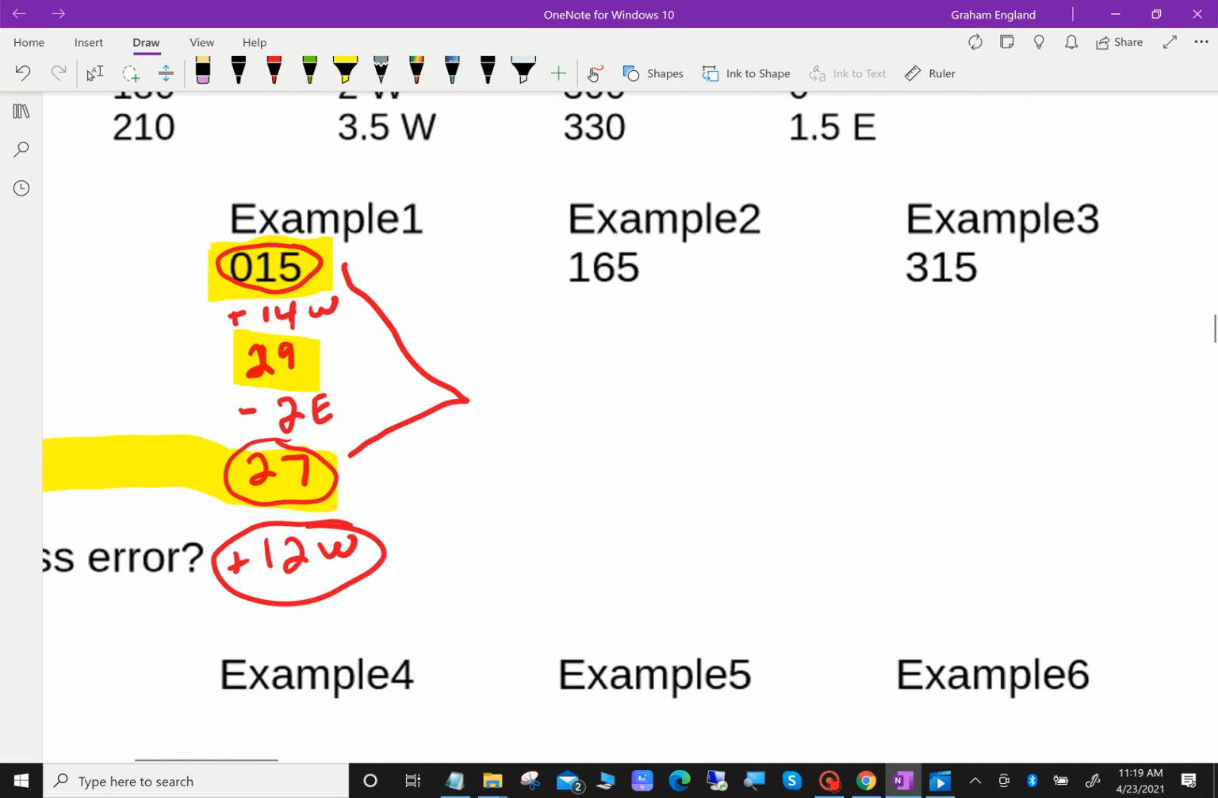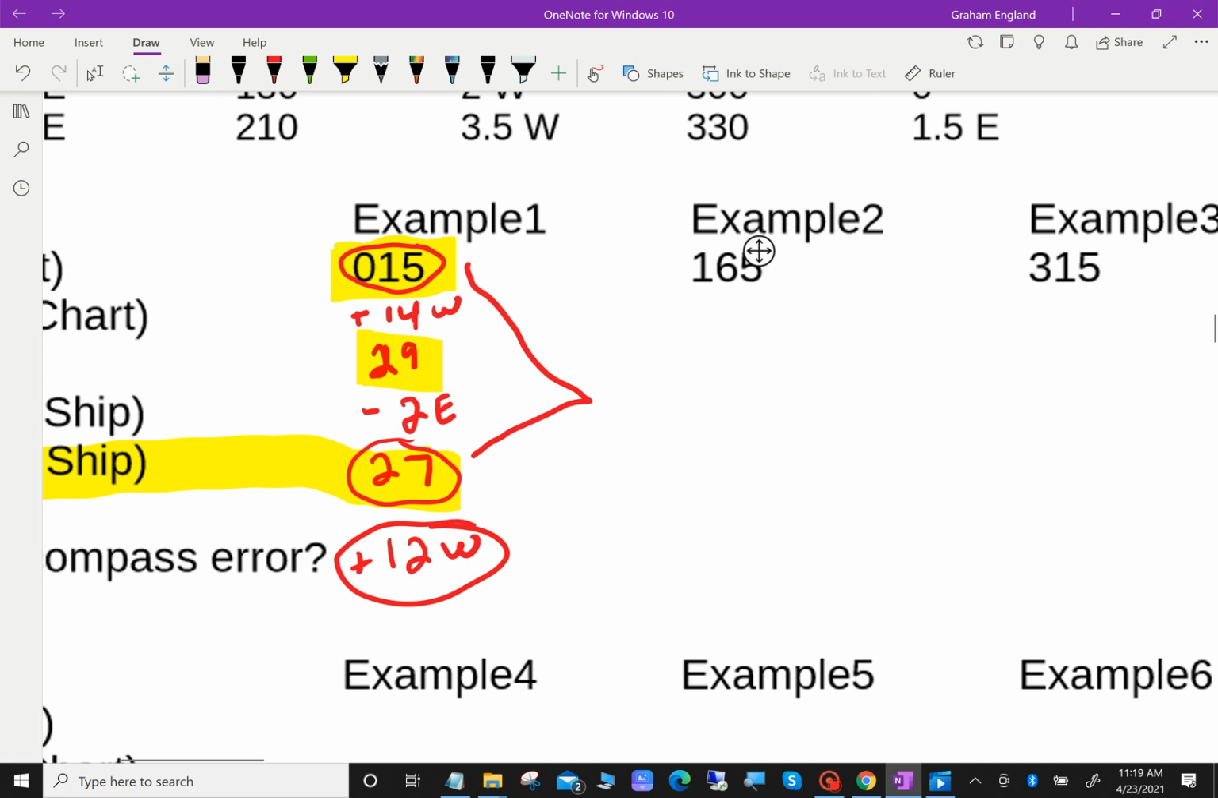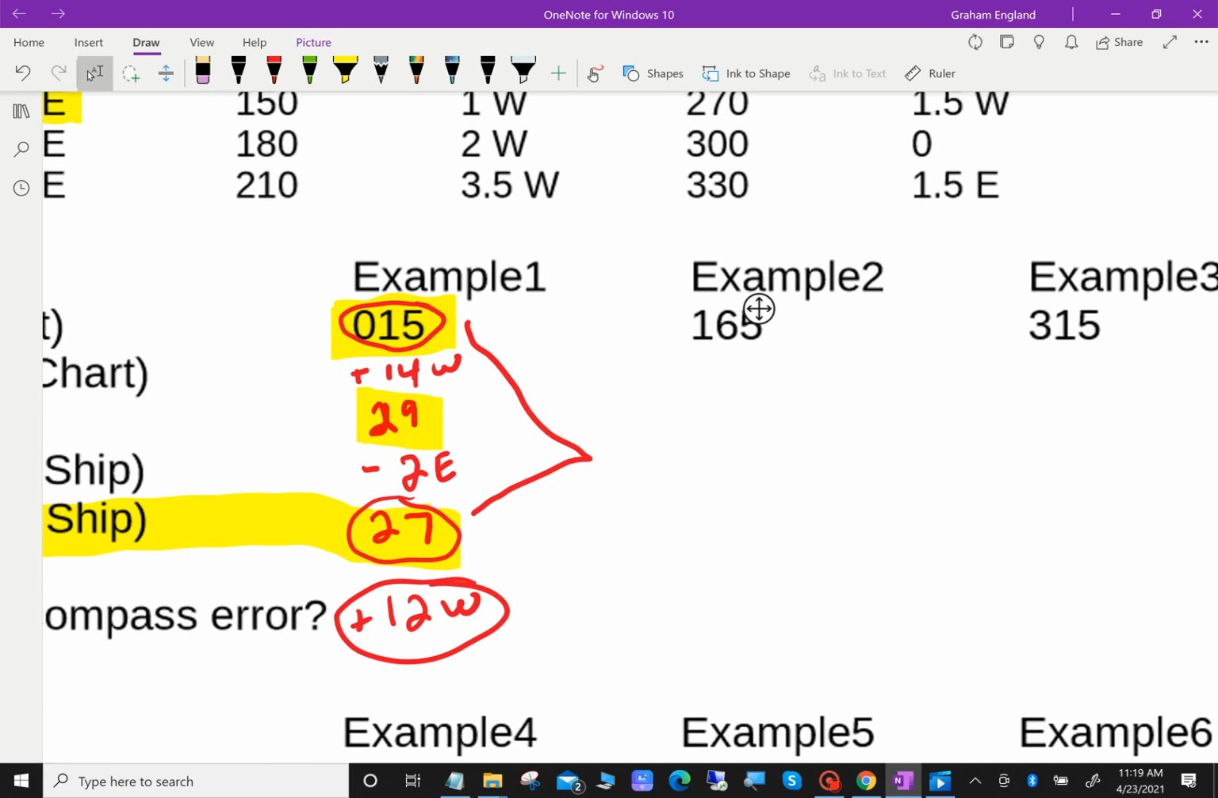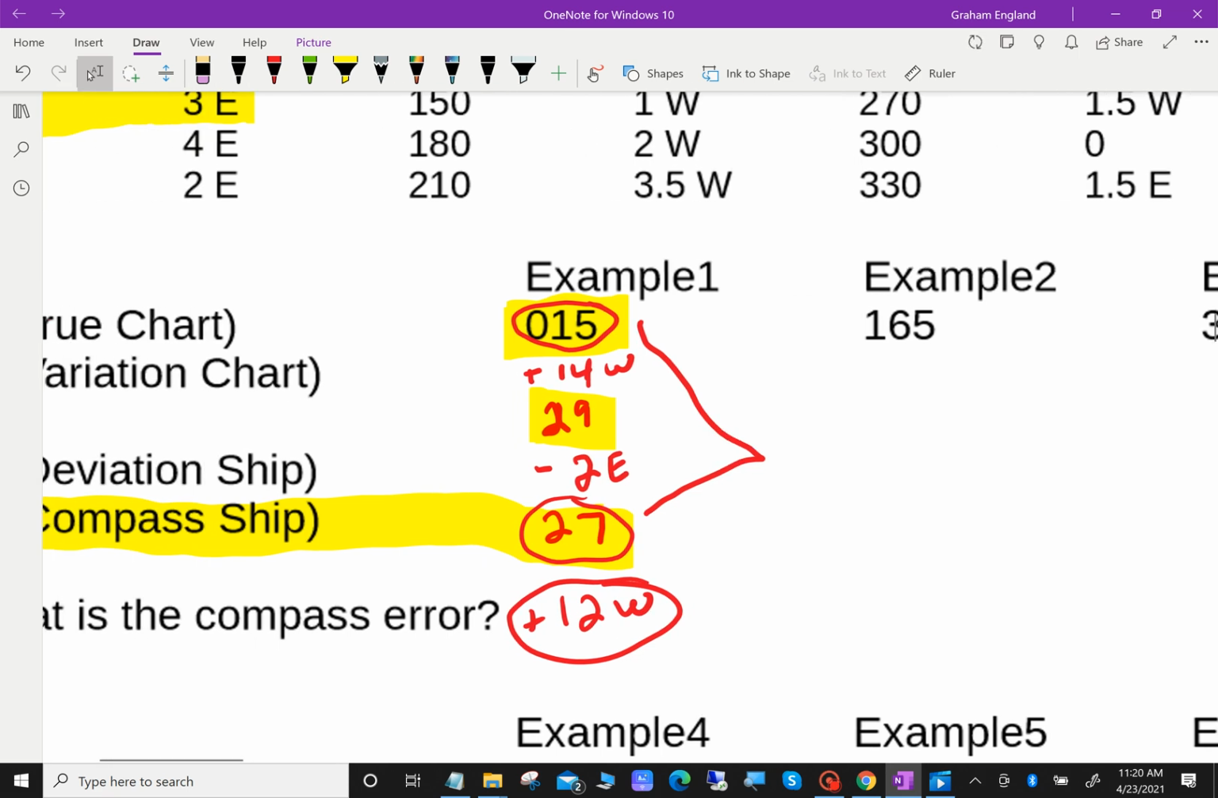Let's do the next one. 165 degrees. Okay. So maybe again they gave us 2 locations. We drew a line between those 2 locations on the chart. We rolled a ruler down to the angle and we measured it, and we measured 165. So be as accurate as you can, because you're using that 165 in the formula.